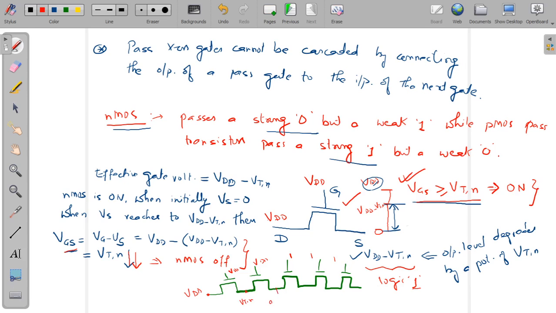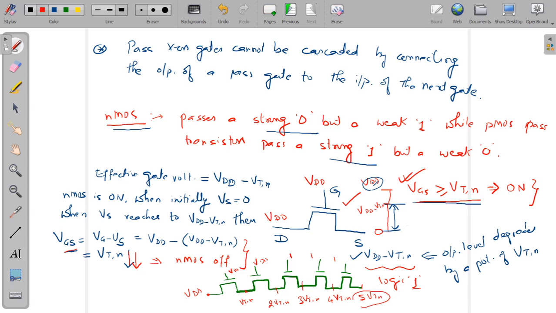Here a 2 VTN voltage drop will occur. Here a 3 VTN voltage drop will occur. Here the voltage will degrade by a value of 4 VTN. Here the voltage will degrade by a value of 5 VTN. So after each stage, the voltage level is getting degraded by a value of its threshold voltage.